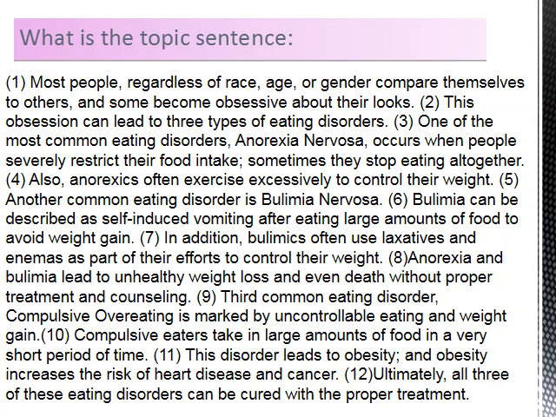Let's go to the next one. This obsession can lead to 3 types of eating disorders. Okay, so let's look at number 3. Sentence 3 relates back to it because it's talking about anorexia. Sentence 4 does, because it also talks about another example of anorexia. 5 does also relate because it's talking about bulimia. Number 6 is giving an example of bulimia, and 7.